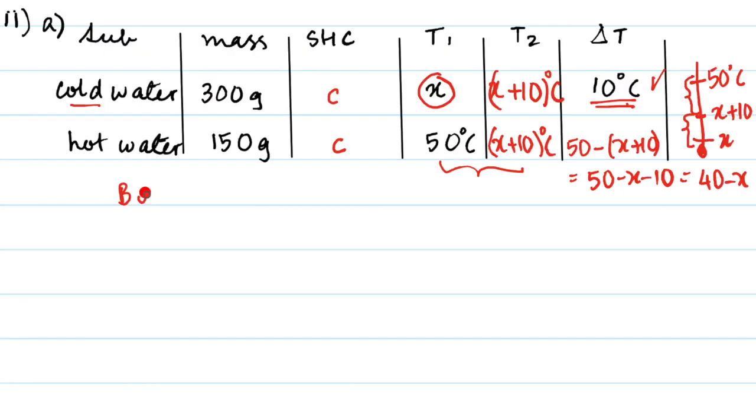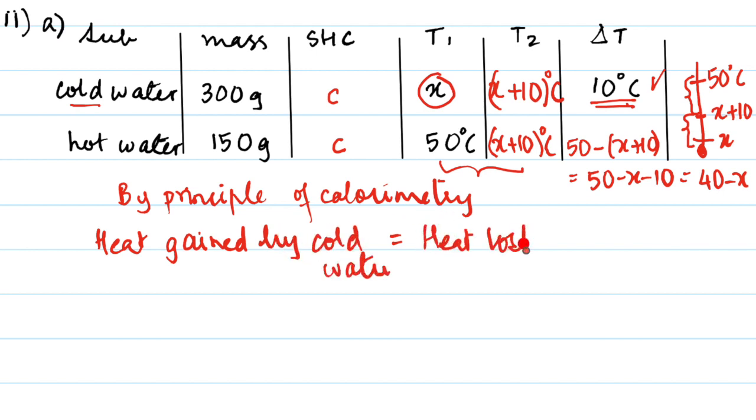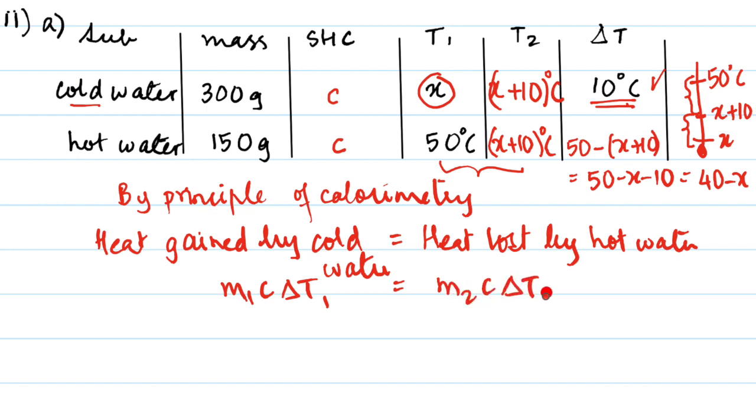Now we will say, by principle of calorimetry, we will have heat gained by which water? Cold water is equal to, tell me, heat lost by which water will be losing heat? The hot water, correct? So we will call this as M1C delta T1, and here we will say M2C delta T2.